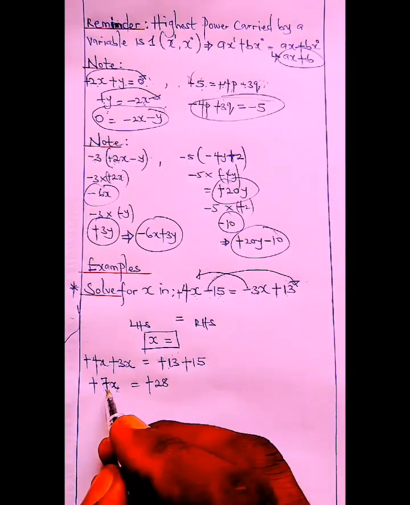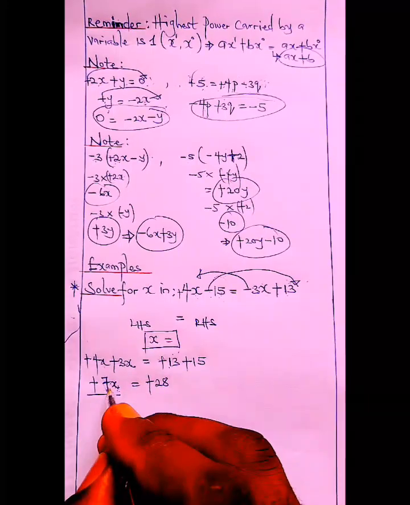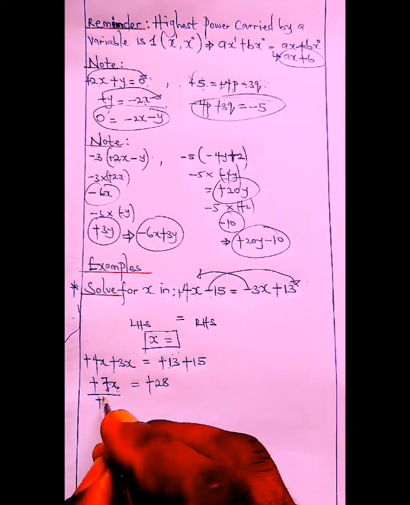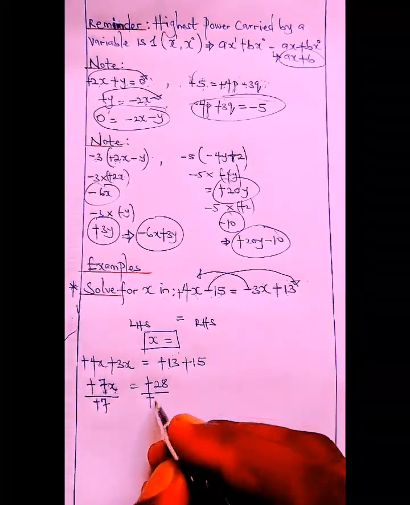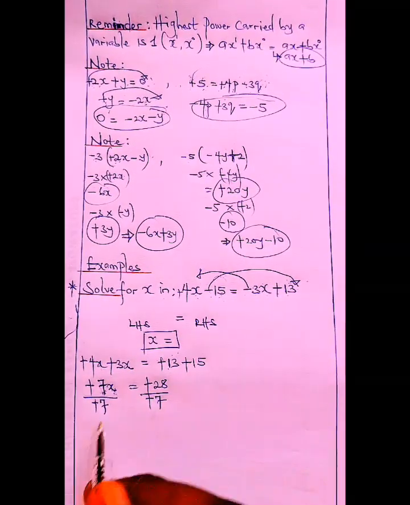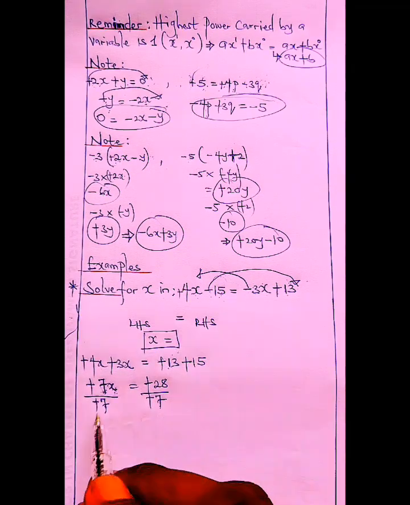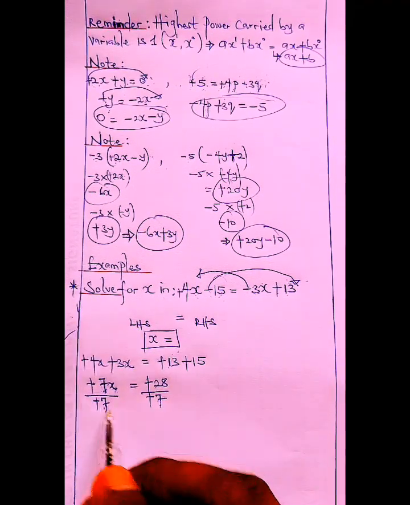So how do we get rid of the 7? We get rid of the 7 by using division. So we're going to divide both sides by plus 7. Now, whatever you do to this place, you have to also do it here. That's the reason we call it an equation. If you only divide here by 7 and you leave this place without dividing it by 7, it is no more an equation. So whatever you do to this place, you do to this place.